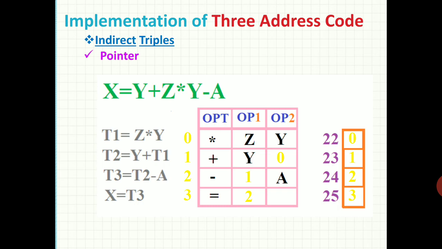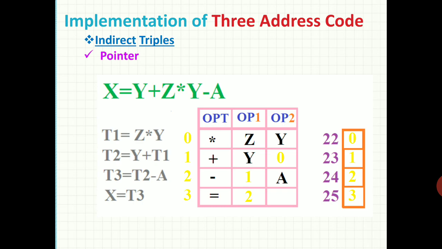Here we are using one pointer, but it is not a part of the triple representation. The reference may make use of a pointer to a listing of all the references to computations, which is made separately and stored. It is similar in utility to the quadruple representation, but requires less space. Here you can see that the temporaries are implicit and it is easy to rearrange the code. Come to the example: here we have only a list of pointers to store the result. We can say that it is a modification of the triple representation. We already have a triple, then we are providing some pointers to the result only.